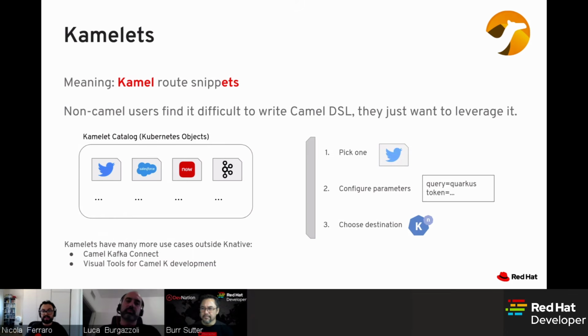So for example, you pick a Twitter Camelet, and there will also be a graphic web user interface where you can configure, for example, the query parameter, what you want to retrieve. For example, I want to retrieve all tweets on the internet that talk about Quarkus. I configure the token for Twitter, and then I choose the destination. I want to send this to this Knative endpoint or this broker, and then everything else is done automatically by the operator. You just need to configure the stuff. And you don't write any line of Camel code.